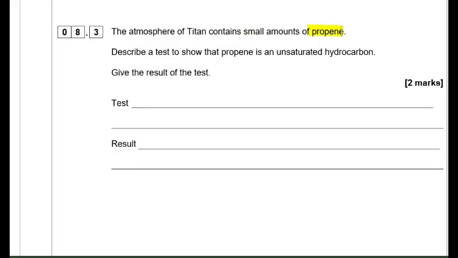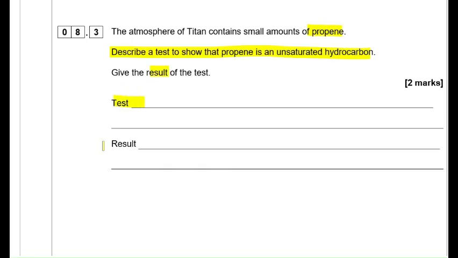8.3. The atmosphere of Titan contains small amounts of propene. Describe a test to show that propene is an unsaturated hydrocarbon. Give the result of the test, and you've got your test and result, and it's for 2 marks.